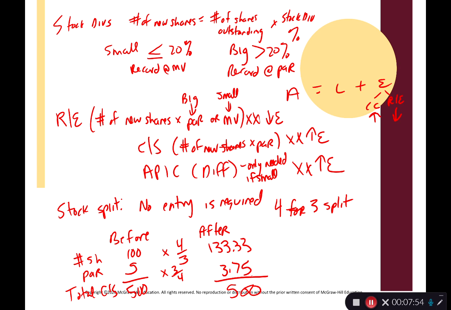No journal entry is required. All that happens is the number of shares and the par value changes. To figure out how to get the new number of shares, you multiply by the stock split ratio, which in this case was 4/3. And then to get the new par, you multiply by the reciprocal, which is the flip version of that ratio.